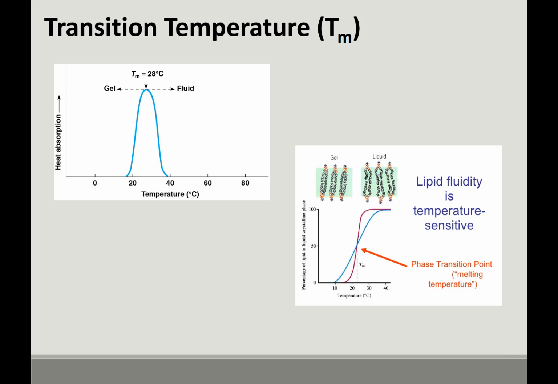Okay, last video for chapter 7 is to help you understand transition temperature, abbreviated T subscript M. So these kind of graphs are measuring how much heat a membrane can absorb before it turns into liquid, or before it transitions to its phase.